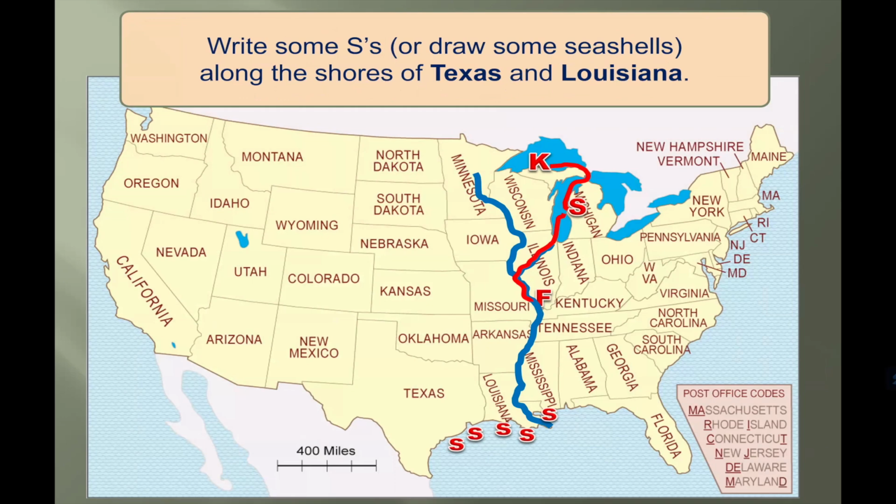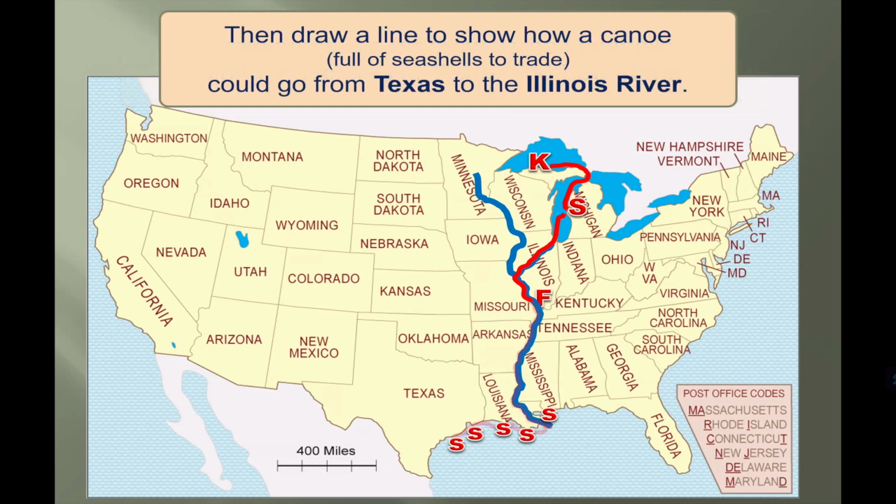How do you get a canoe from Texas up to Schrumpf Stump? And you draw a line that looks something like that.